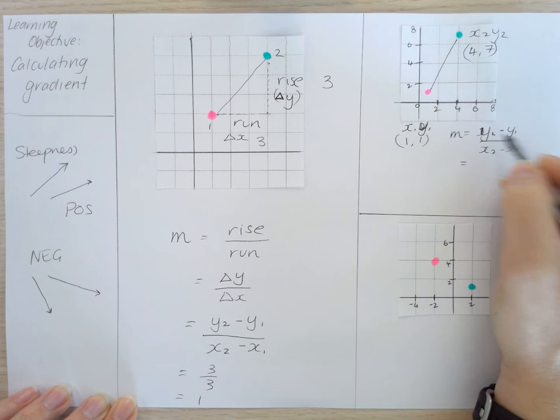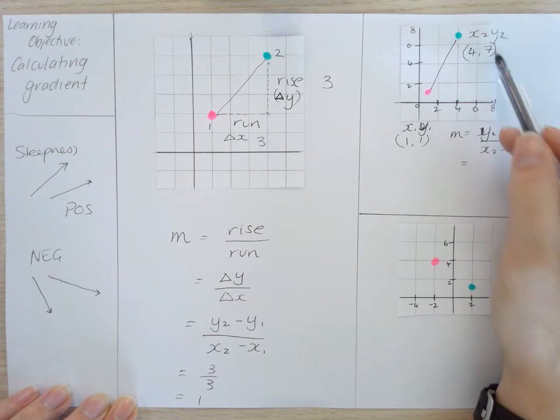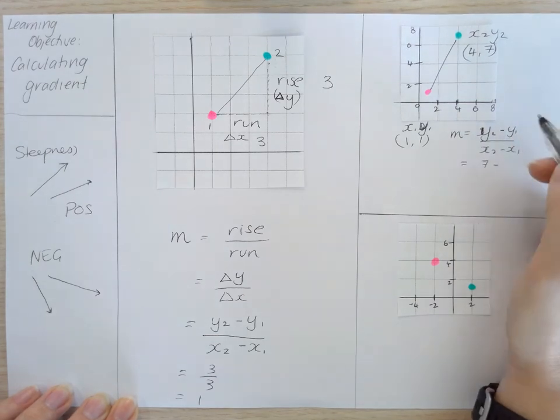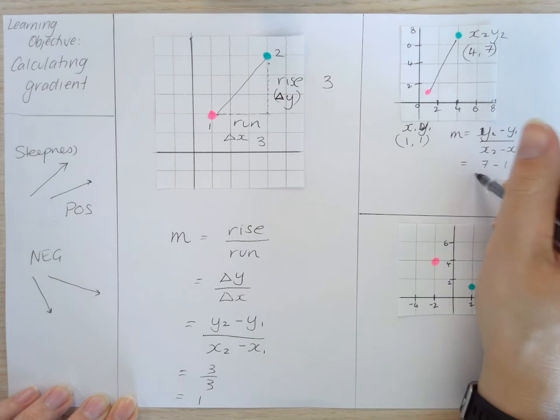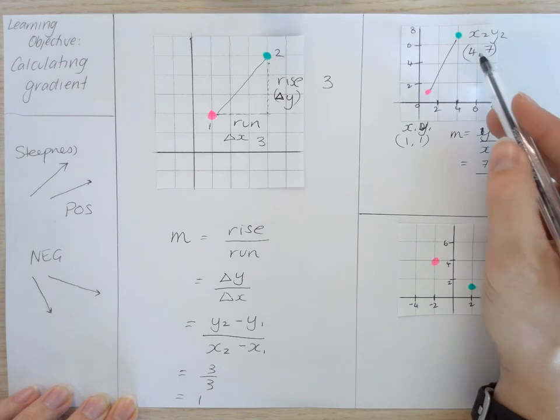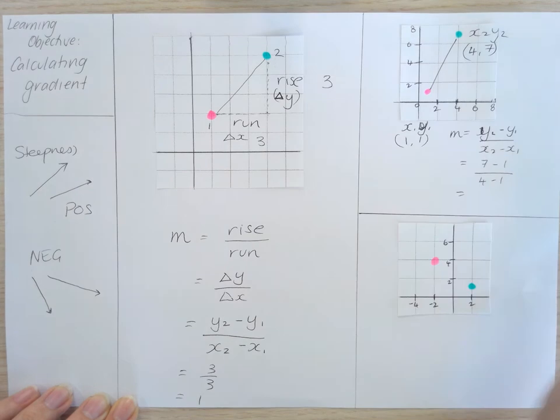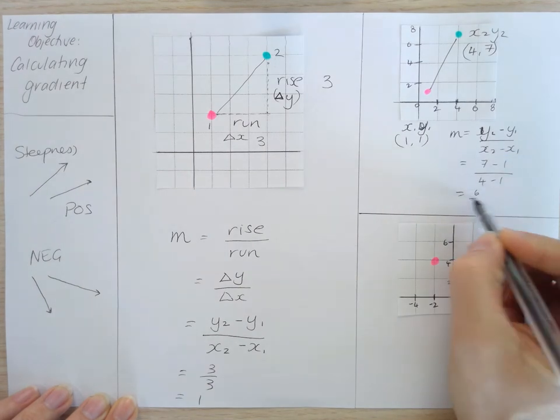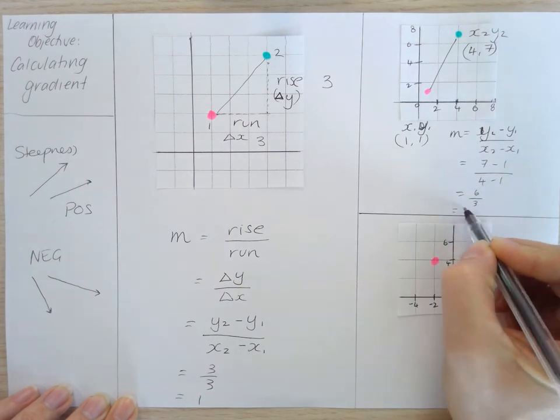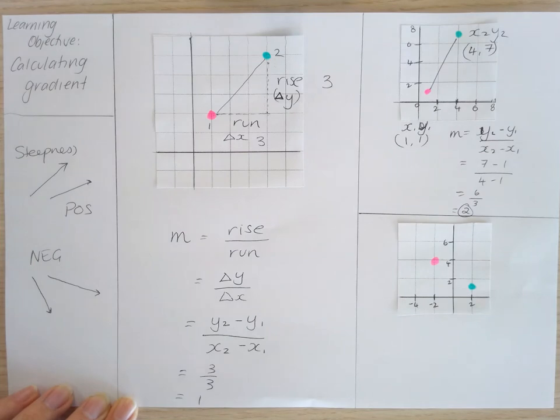Let's substitute our values. The y2 value is 7. Our y1 value over here is 1. We are dividing by our x2 value, which is 4. Take away our x1 value, which is 1. So 7 take 1 is 6, and 4 take 1 is 3, and 6 divided by 3 equals 2. So our gradient here is 2.